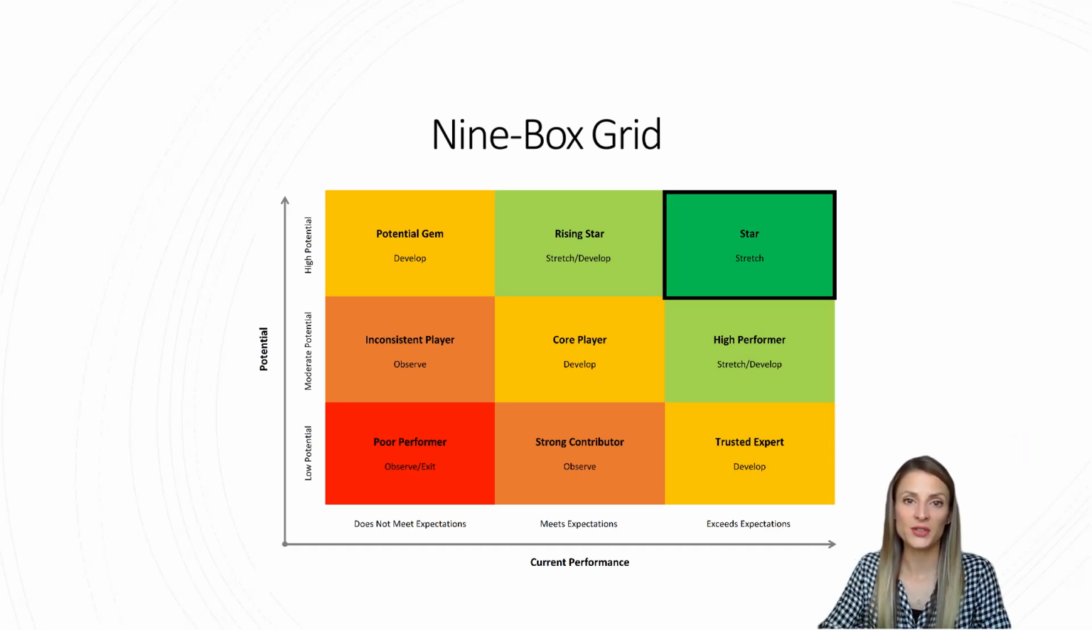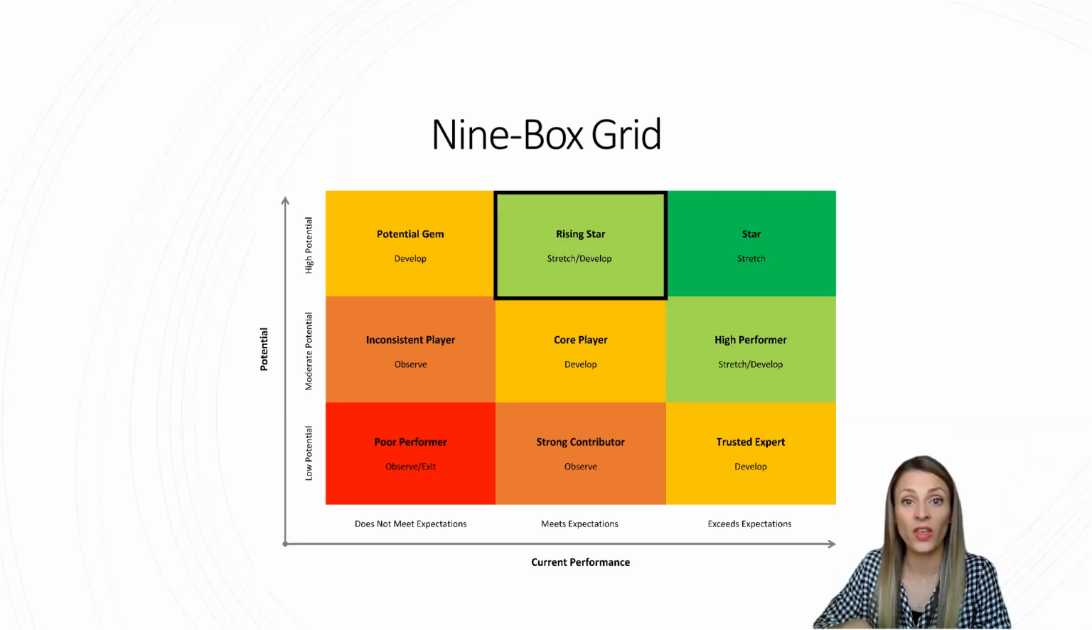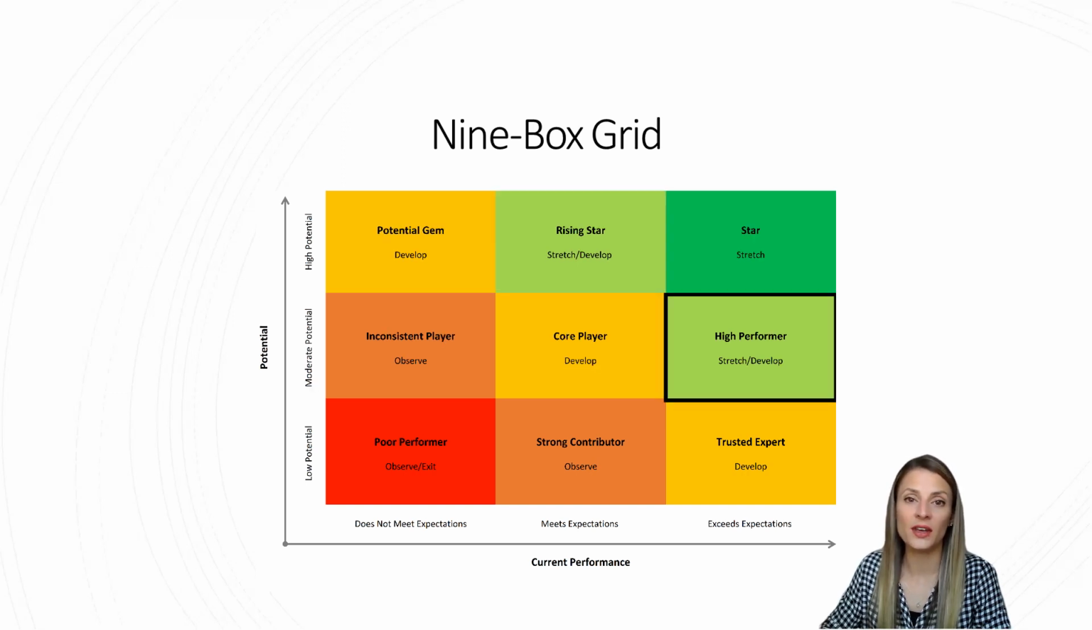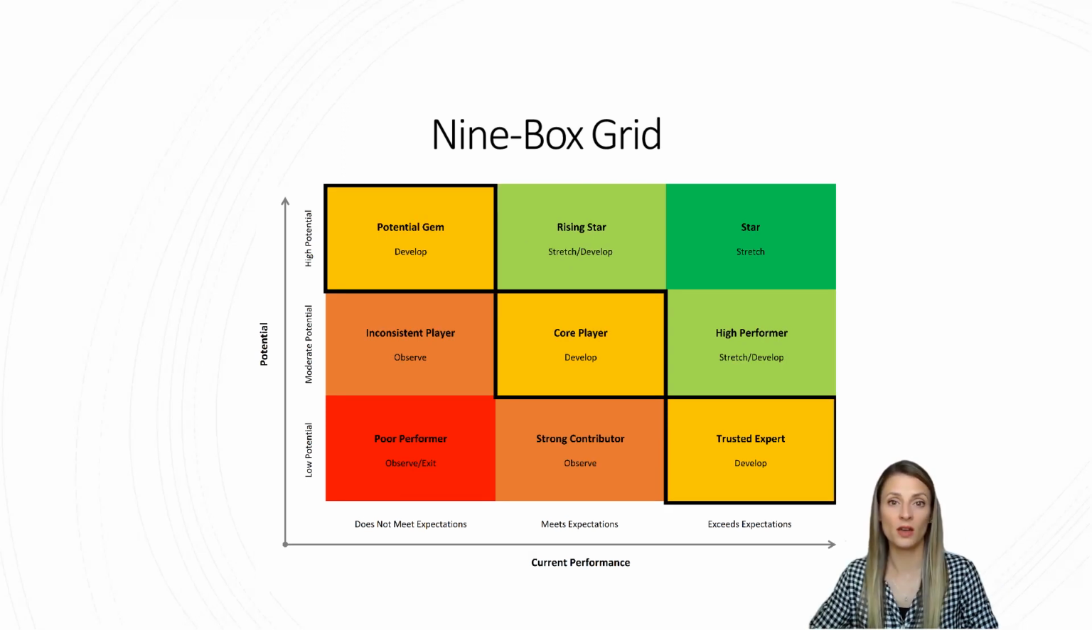In the dark green box, we have the stars, the high-performing, high-potential employees who show up every day and go above and beyond their job descriptions. In the light green boxes, we have rising stars who have high potential but moderate performance. And then in the other light green box, we have high performers who have some improvements to make in their promotability, but they do their job and they do it well.